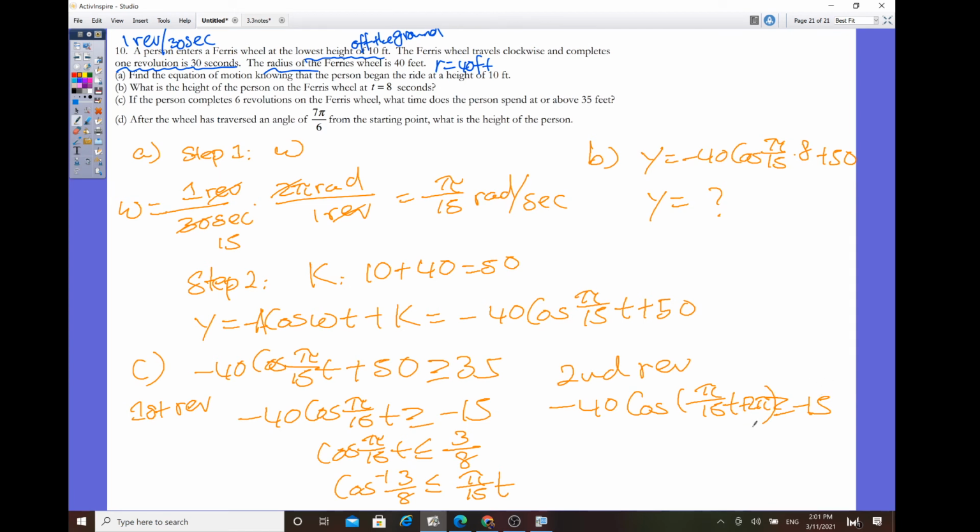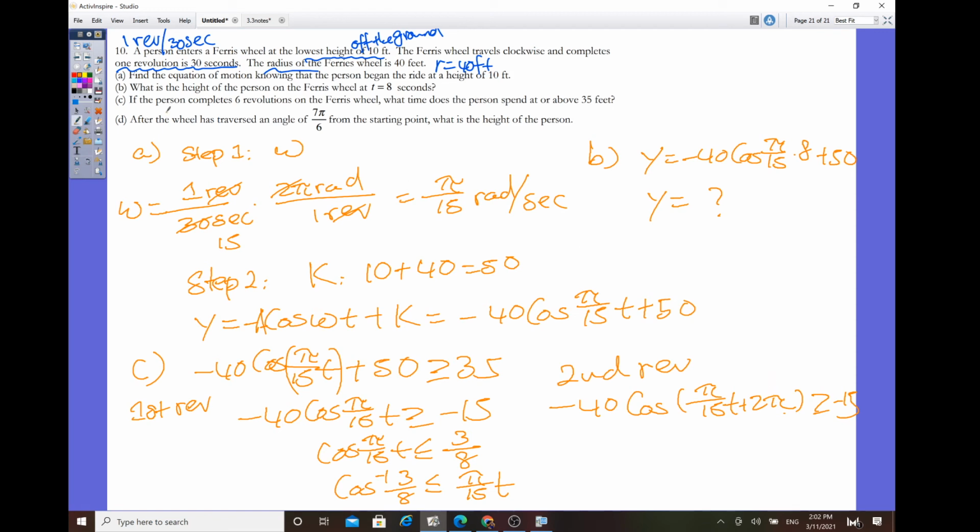Okay, and then from there, you want to solve for t. Let me just rewrite it. So pi over 15 t plus 2 pi is greater than or equal to negative 15. Everything else we don't change, just the quantity right here, because it's after one complete revolution. So the second revolution, the third, the fourth, the fifth, and so on and so forth.